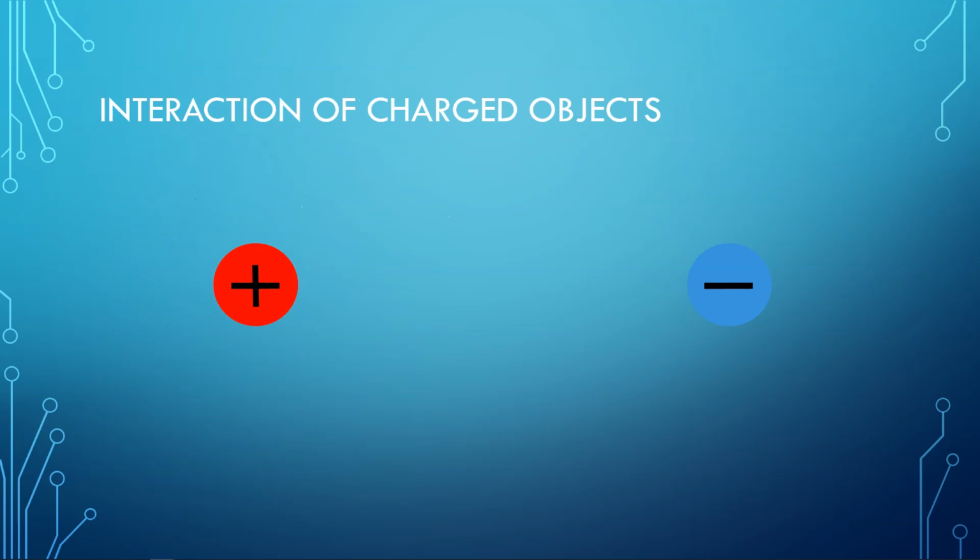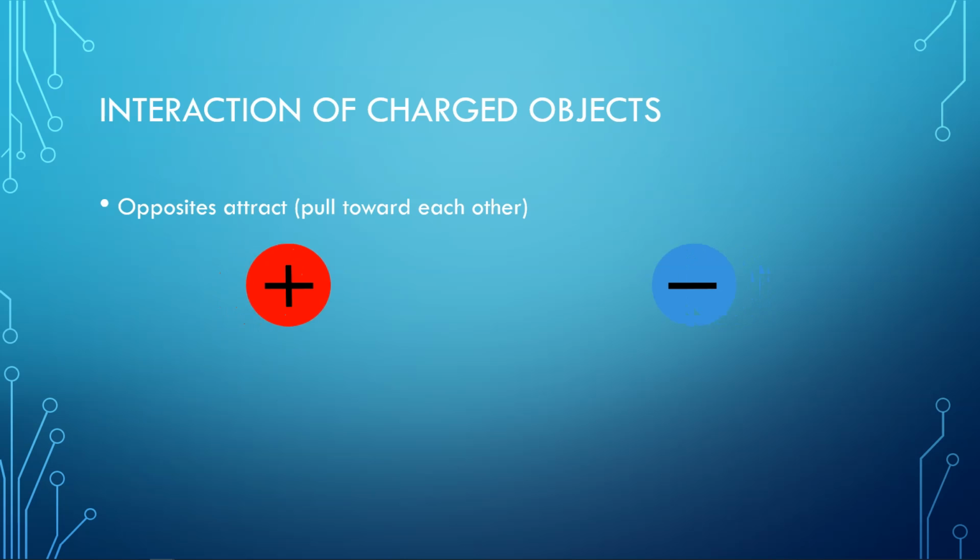Charged objects interact with each other in unique ways depending on if the charges are opposite or the same. When charged particles are opposite, they attract one another or pull toward each other. Here we have two balls. The one on the left has a positive charge, and the one on the right has a negative charge. Opposite charges are attracted to one another. So if these charged balls are close enough to one another, they will attract each other and exert a pulling force on each other. If they are able to move, they will move toward each other.